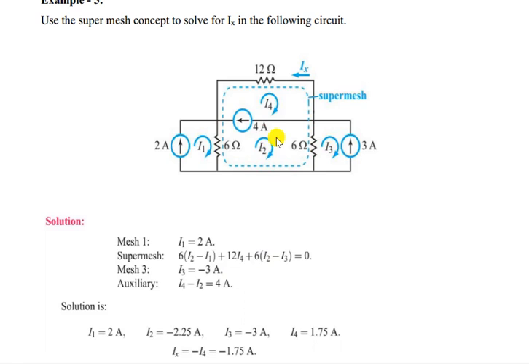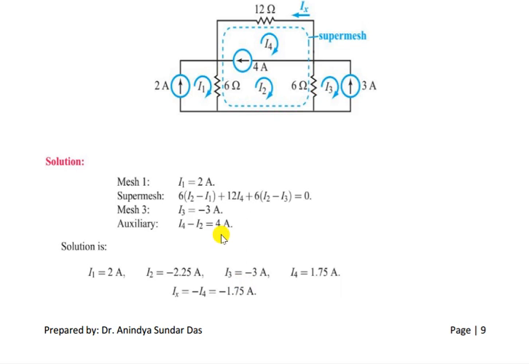Now what happened? We have to write the auxiliary equation for this current source, which is common to two meshes for this super mesh. Now here the 4 ampere current, that will be what? I4 is going from right to left side, I2 is left to right side. 4 ampere is going right to left. So that is I4 minus I2 equal to 4 ampere. Now we can solve it. So you know the value of I1 and I3. You can put it here and you can solve to get the value of I2 and I4.